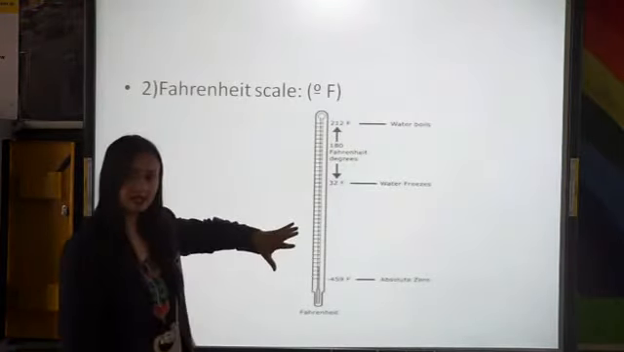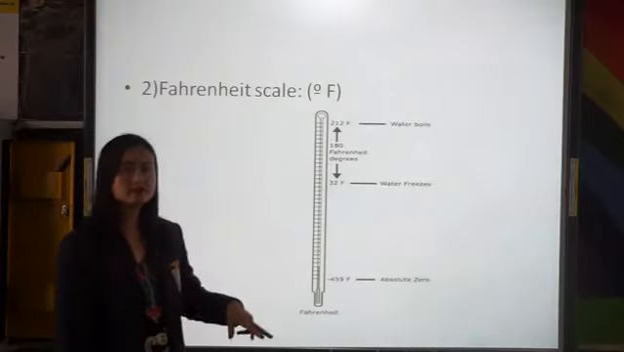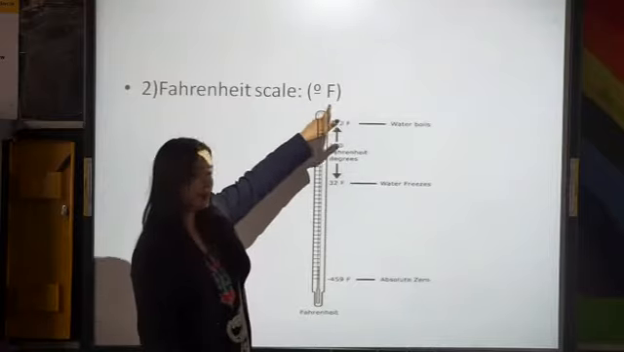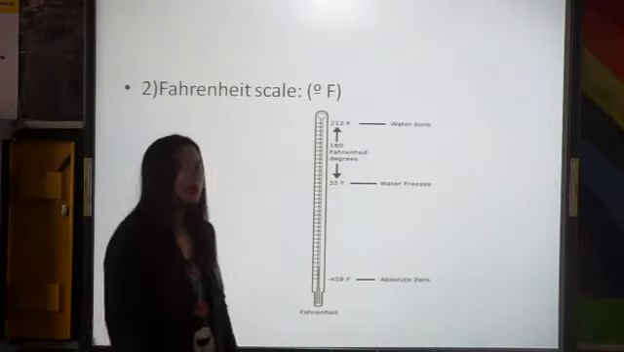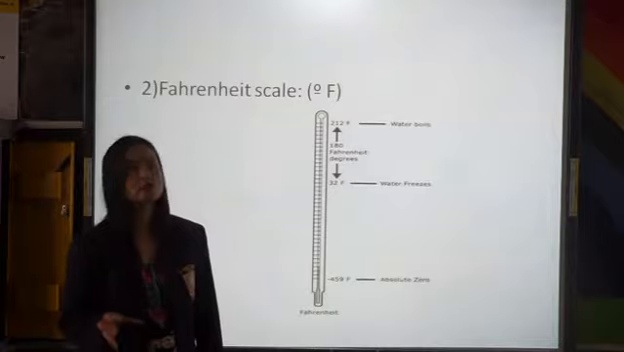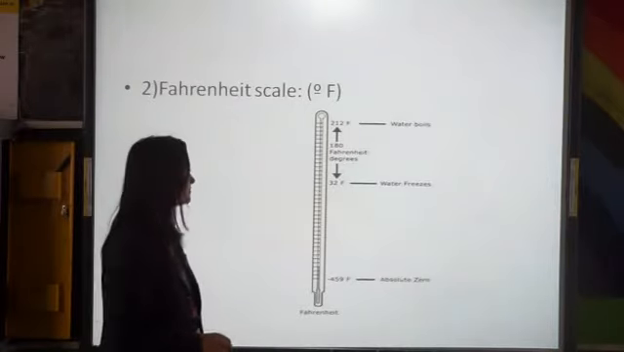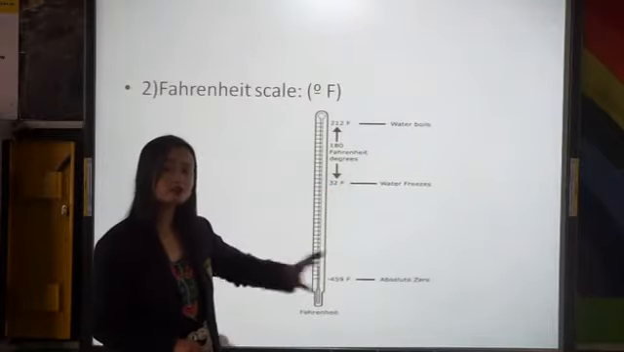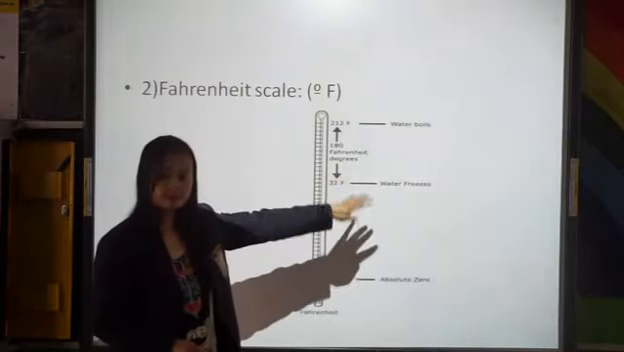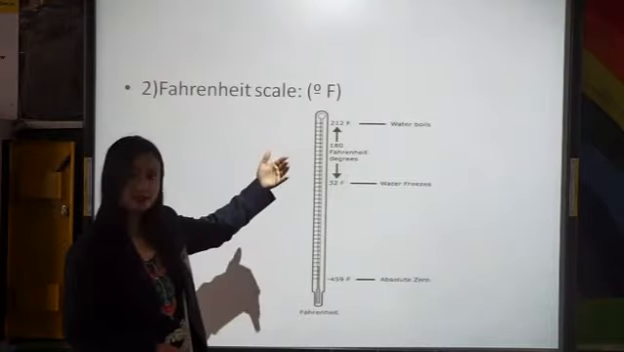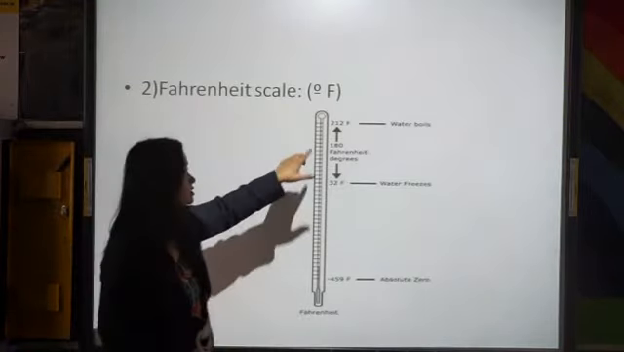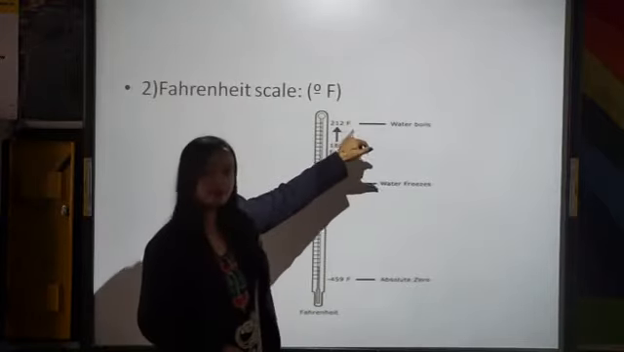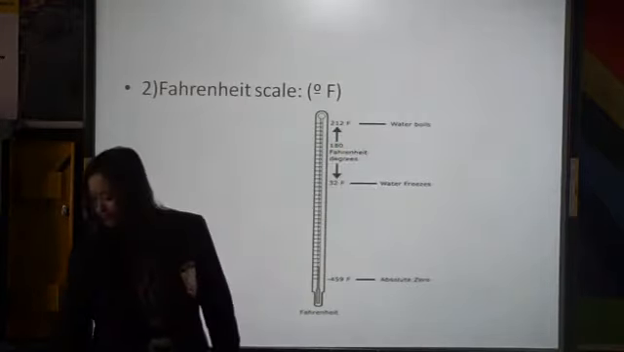The second type of scale where the temperature can be measured is your Fahrenheit scale, and it is written with degree Fahrenheit. The lowest point for Fahrenheit is 32 degree Fahrenheit. That means the water freezes at 32 degree Fahrenheit. The highest temperature for Fahrenheit scale is 212 degree Fahrenheit. That means water boils at 212 degree Fahrenheit.